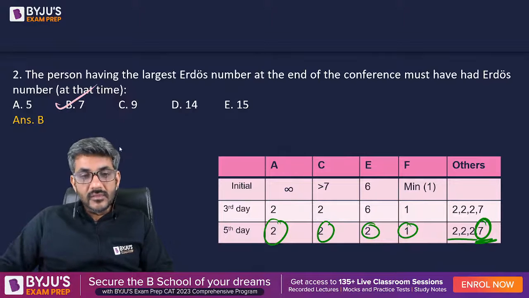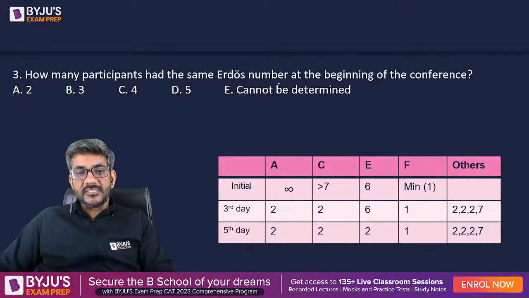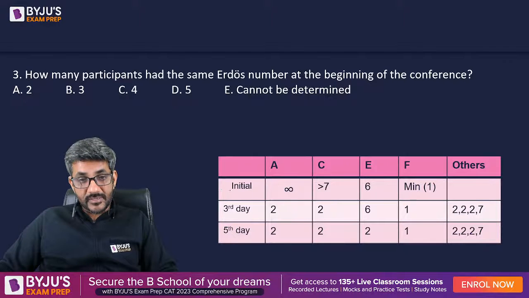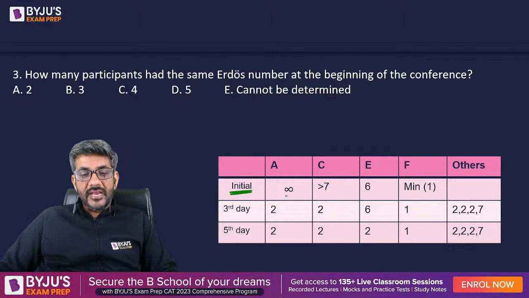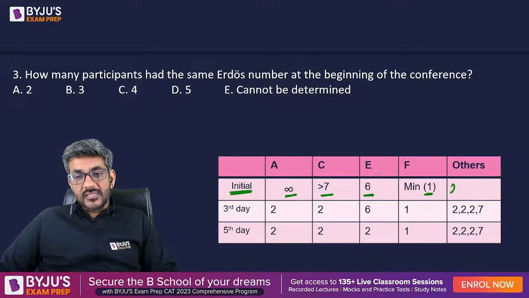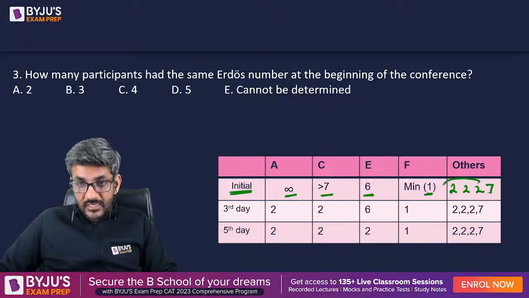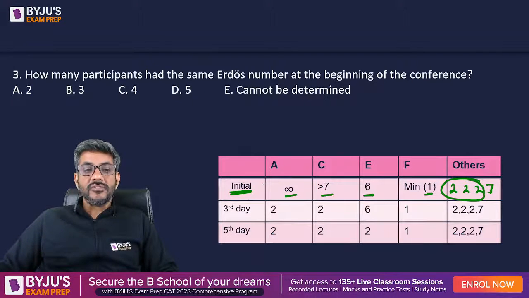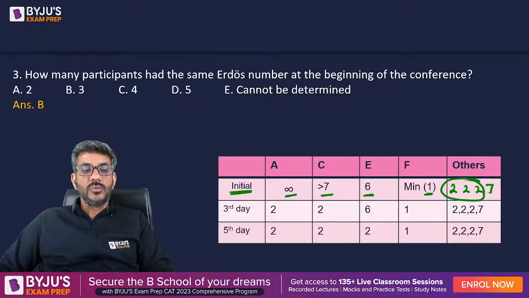Right? Next, how many participants had the same ADOS number at the beginning of the conference? So initial stage पे. So on the initial day, A had infinite, C had more than 7, E had 6, F had 1, others had 2, 2, 2, 7. So how many people had the same ADOS number? 3 people had the same ADOS number. The answer for this question is B, which is equal to 3.